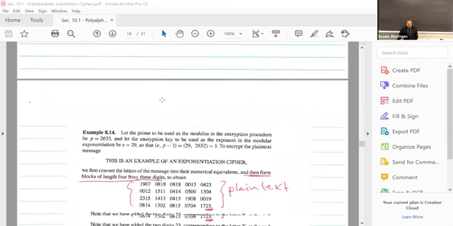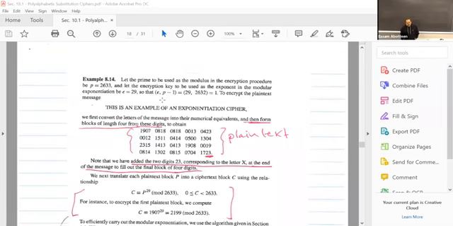All right, here's an example. Suppose we take the prime to be 2633, and we take the exponentiation key to be 29. It's not hard to see that the greatest common divisor of E and P minus 1 is equal to 1. And let's assume that the plain text message is this: this is an example of an exponentiation cipher.